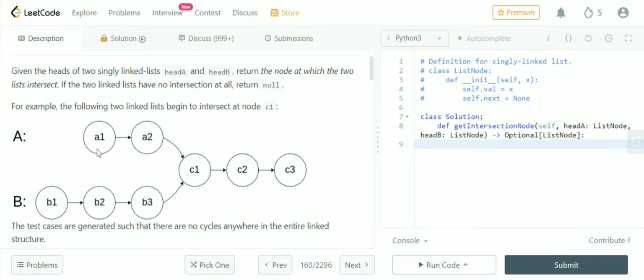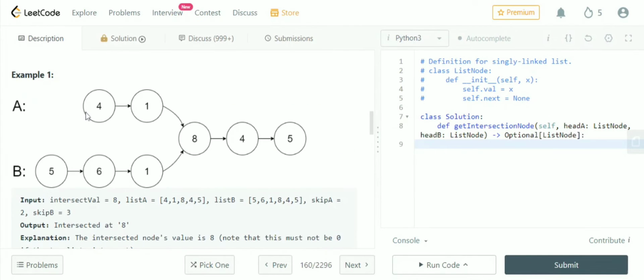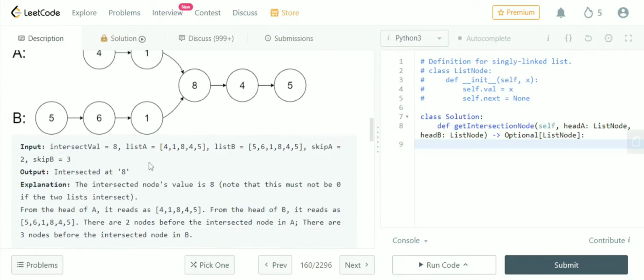In this case, we have A1, A2, C1, C2, C3, and B1, B2, B3, C1, C2, C3, and both linked lists are intersecting at C1. Similarly, in the next example, we have 4 1 8 4 5 and 5 6 1 8 4 5 as the two different linked lists, and they are intersecting at 8 4 5. So we just have to return the node from where the intersection begins. In this case, we'll have to return 8. So these are intersected at 8.